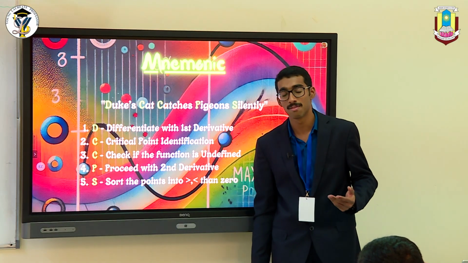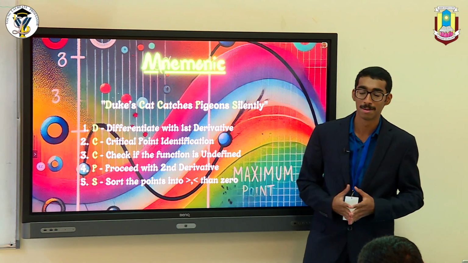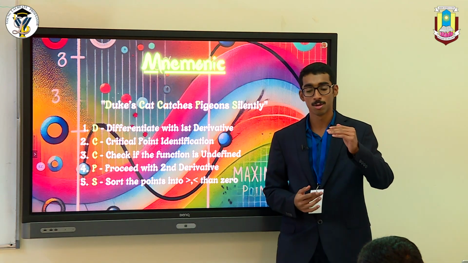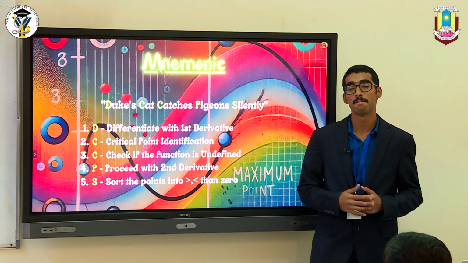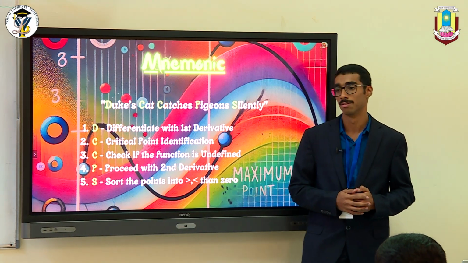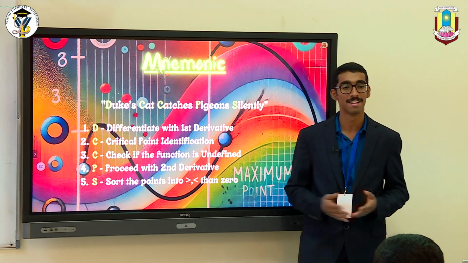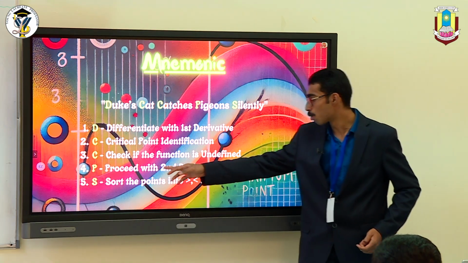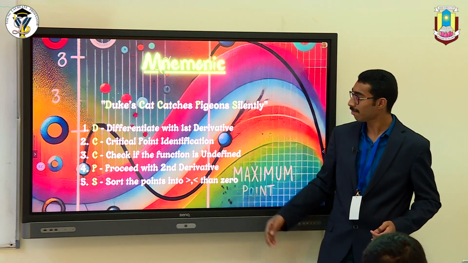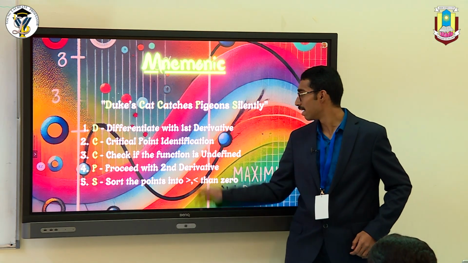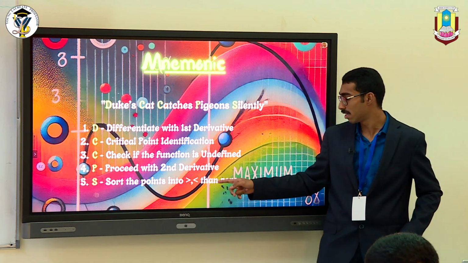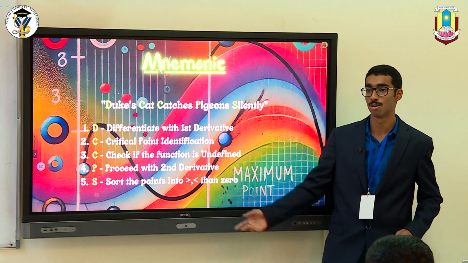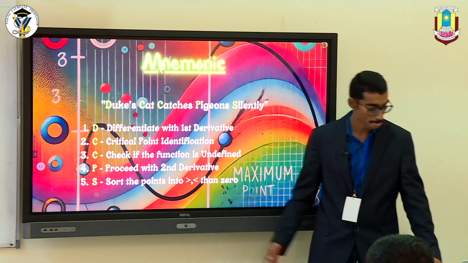Now what will be an undefined function? Everybody's question will be that. Suppose you get a function as 5 by x, where x is equal to 0. 5 by 0 is infinity. That function is undefined. You check that. Now you proceed with the second derivative, the P for pigeons, and then the S: sort the points into greater than or less than 0 to find the local maxima and minima.